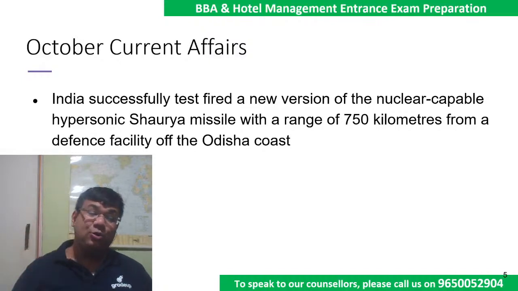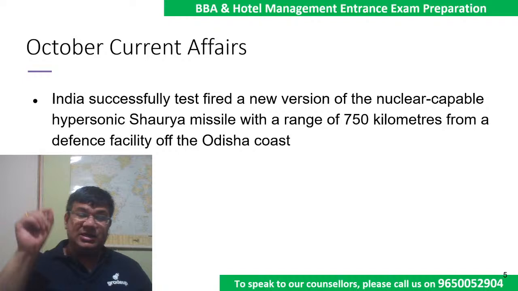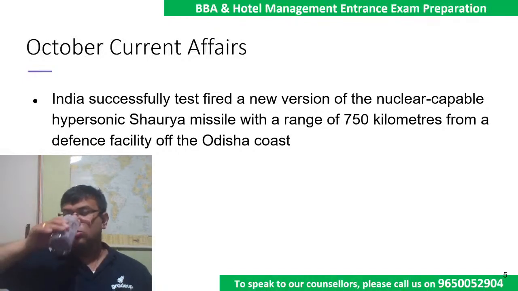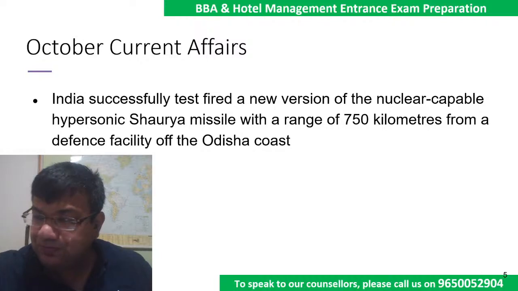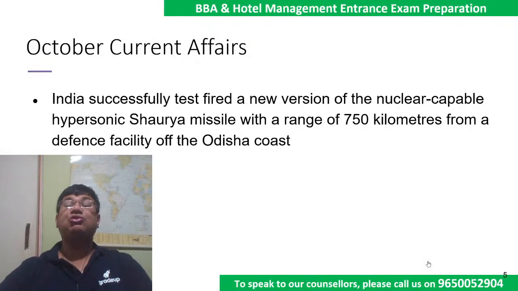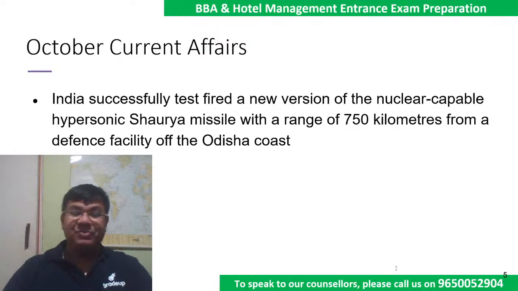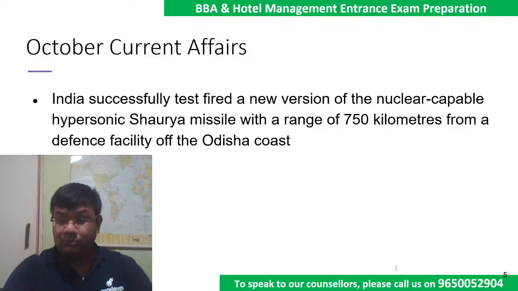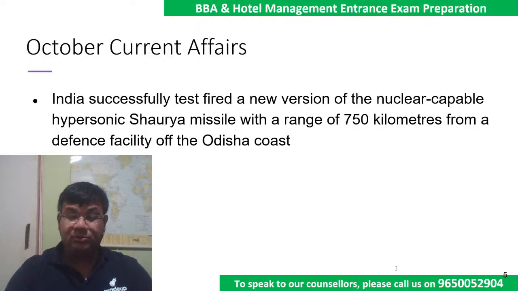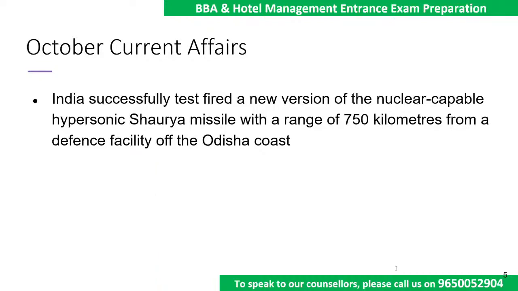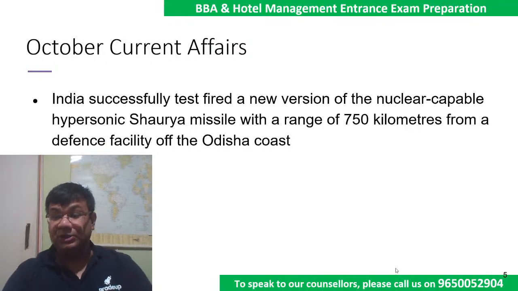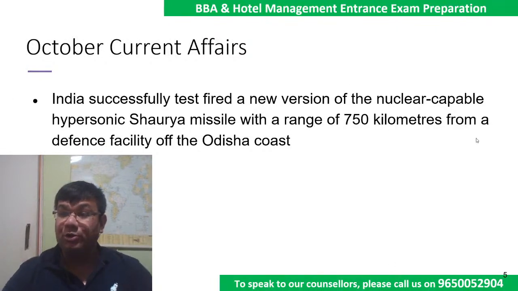Okay, off the coast of Odisha on the Bay of Bengal there's an island. Please write down the name of that island. Let me write it down on the chat window. So this island is called Abdul Kalam Island. Previously known as Wheeler Island. The old name was Wheeler Island. Okay, so this is off the coast of Odisha.